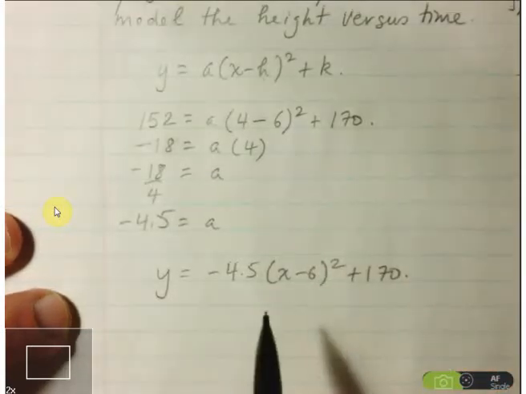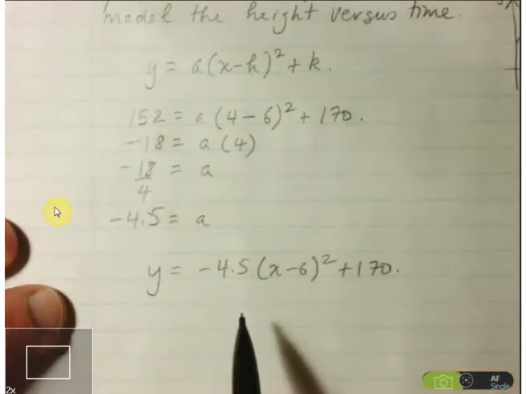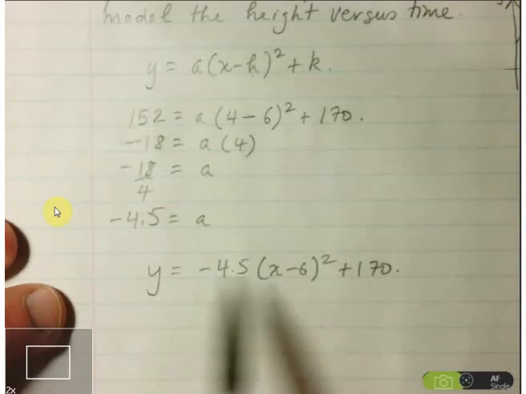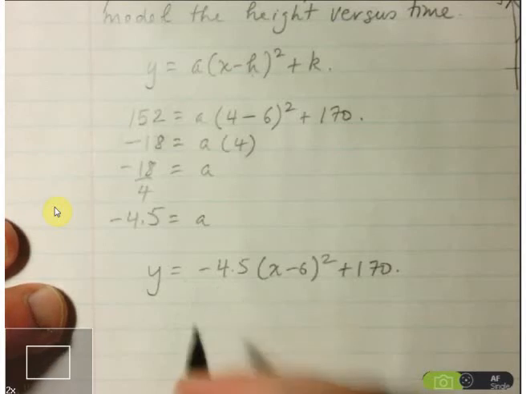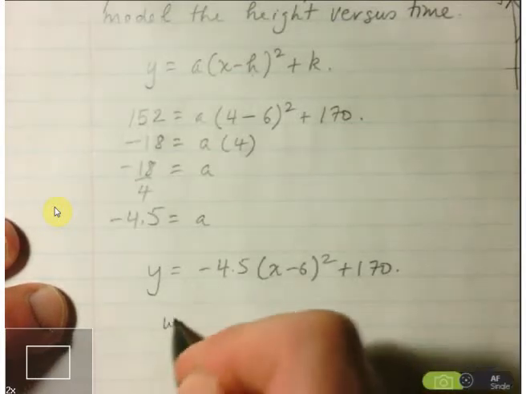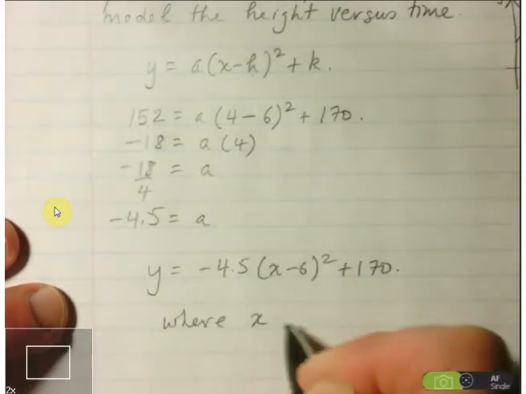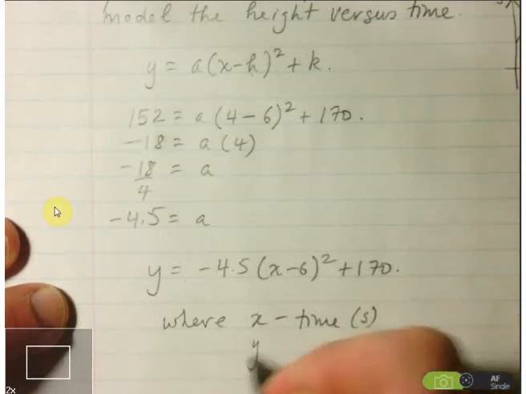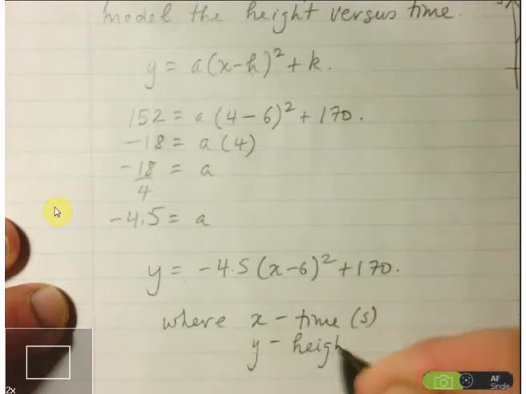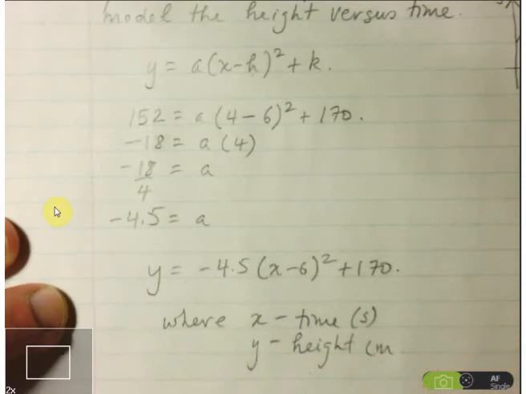Now we're not quite done, because when we're creating a model, it's imperative that we say what these variables actually represent. So in order to get full marks for a question like this, you have to specify that x is the time in seconds and y is the height in meters. Okay, and we're done with that problem there. So let's take a look at another question.